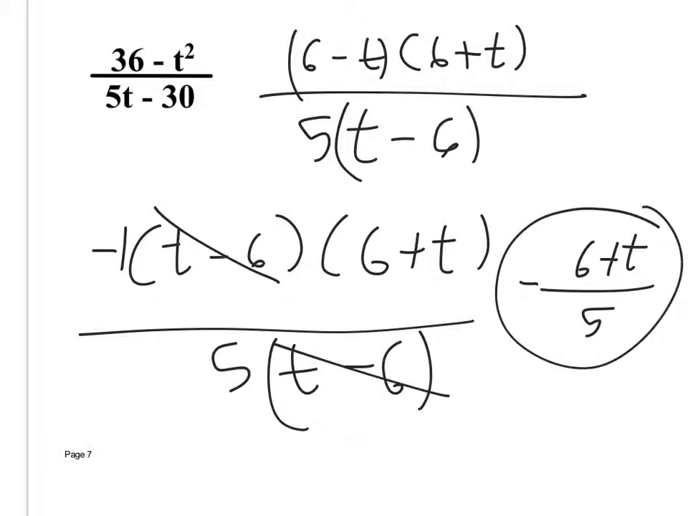Now, what are the excluded values of this? What can t not be? 6. It can't be 6. We go back to this here or here. If I set this equal to 0, t can't be 6 because 6 minus 6 is 0, which would give me 0 all on bottom. So t can't be 6.